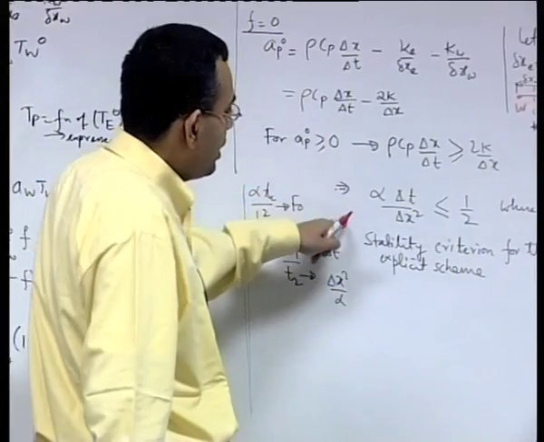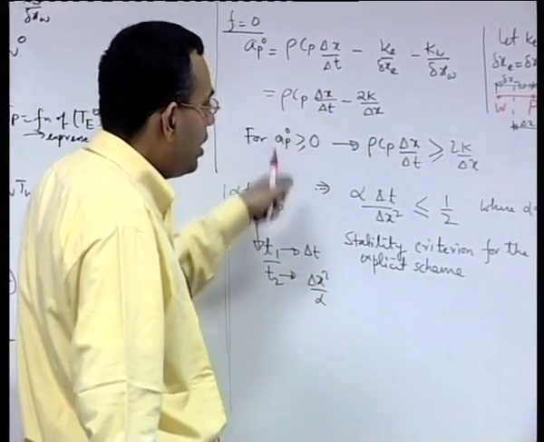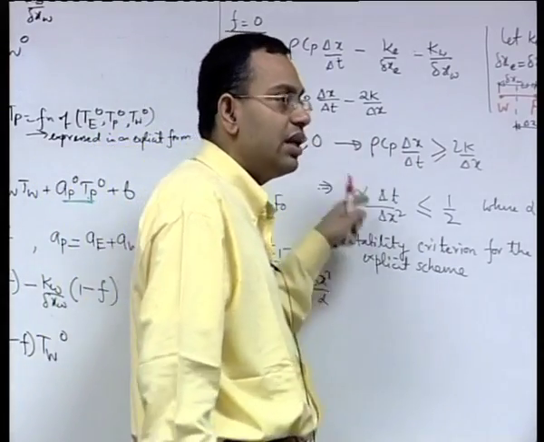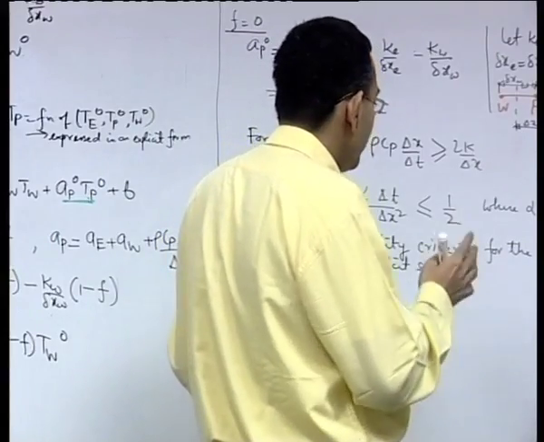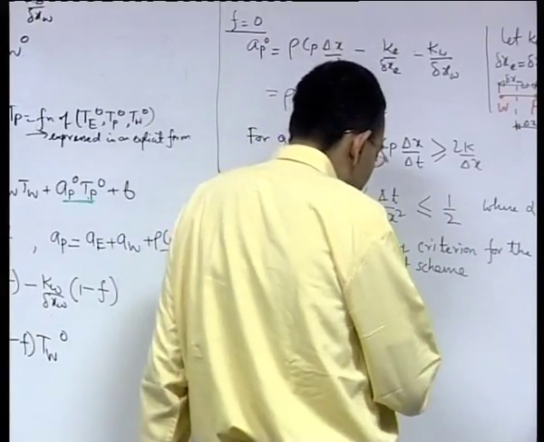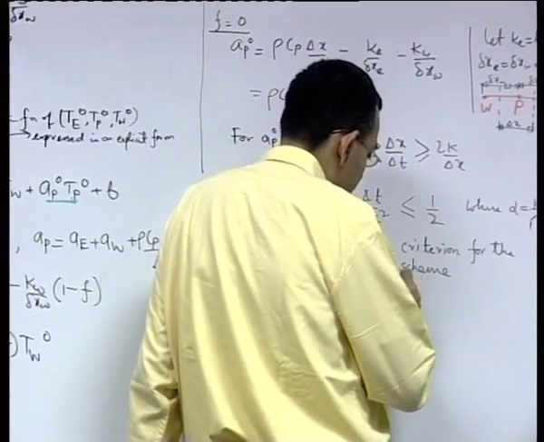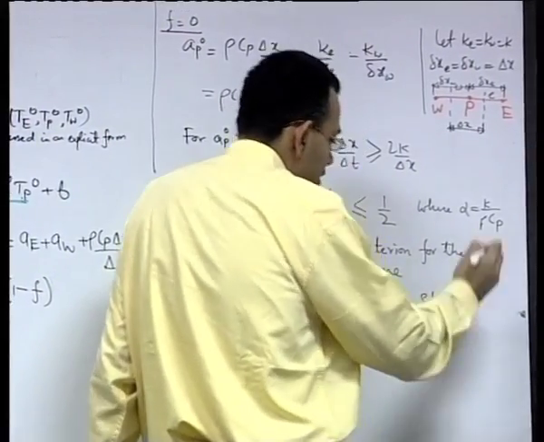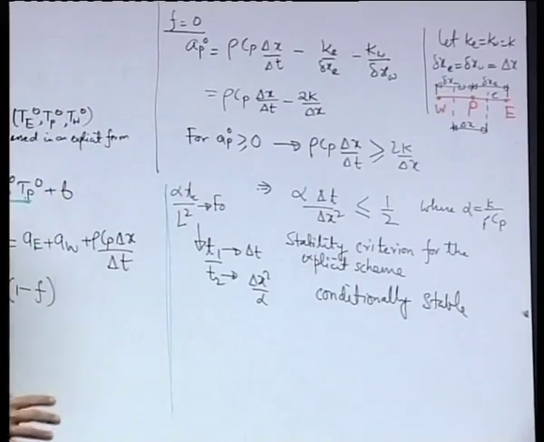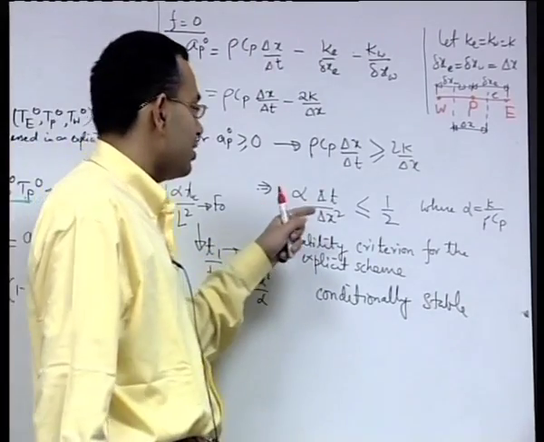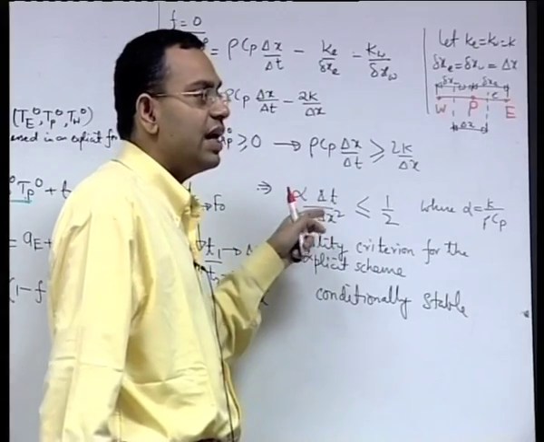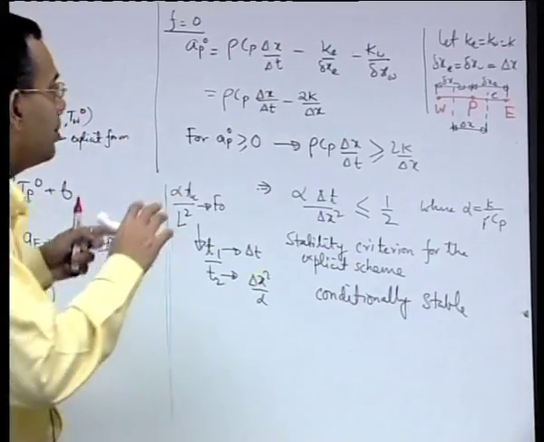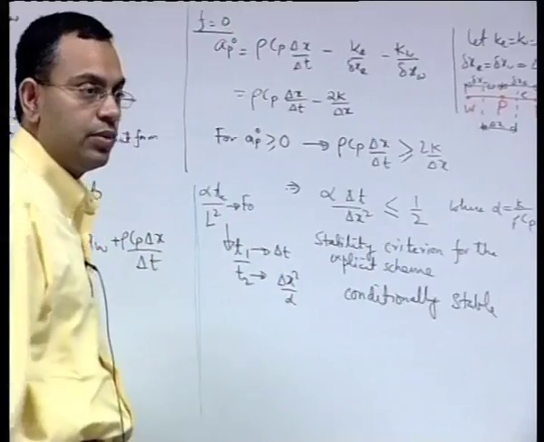So this is the stability criteria, and once a scheme has a stability criteria, that means you cannot indiscriminately use any large time step, you have to use a restricted time step, then it is called a conditionally stable scheme. That means the scheme will work provided you use a time step size less than or equal to a particular constraint that is determined from the discretized equation.